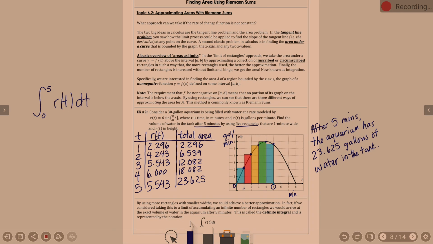So for notation, I have this as t naught, the beginning time, and this as t f, the final time.